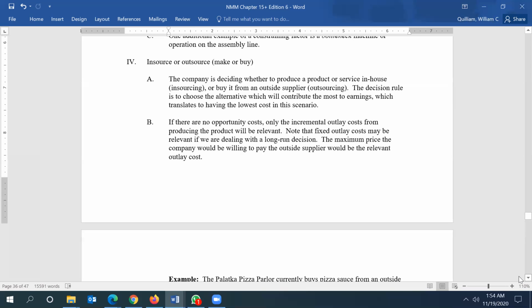So let me show you two examples. One is with no opportunity costs. One is with opportunity costs. So the first one would be, if there are no opportunity costs, only the incremental outlay cost from producing the product will be relevant. We'll note that fixed costs may be relevant if we're dealing with a long-run decision, although we won't be here in this class, so we won't have to worry about that.